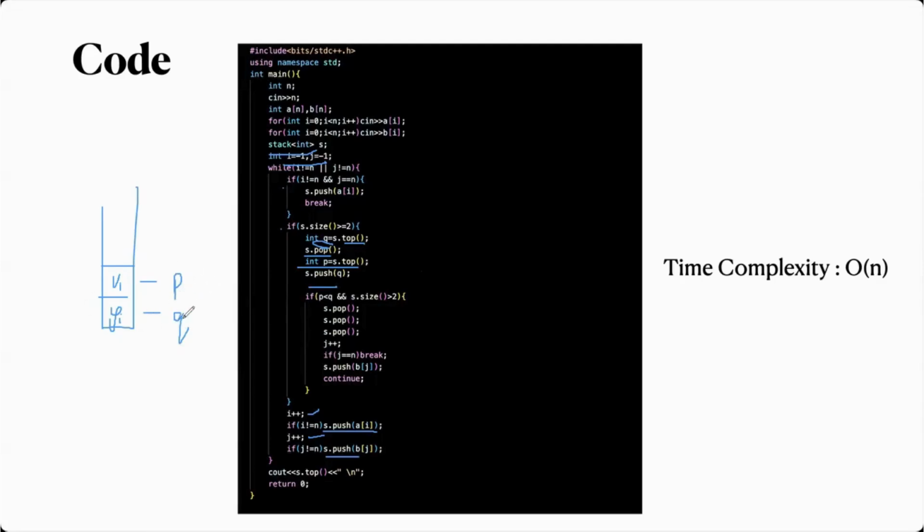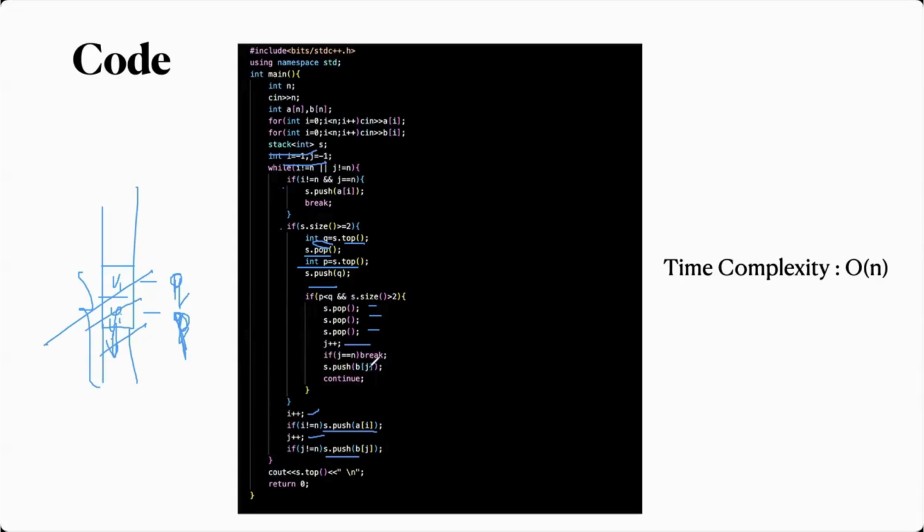Now, if P is greater than, if Q, sorry, my bad, this is Q and this is P. Now, if Q is greater than P, that is Varun's bid is greater than Yukash's bid, and the size of the stack is greater than 2, that is the stack should have at least 3 elements present to do the rollback condition, what we do is we pop 3 elements by using s.pop thrice. Later we increment J, and if J is equal to N, in that case we break out of the loop because all the bids have been exhausted.